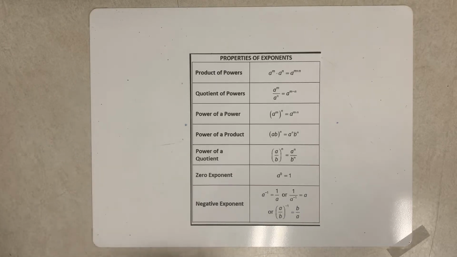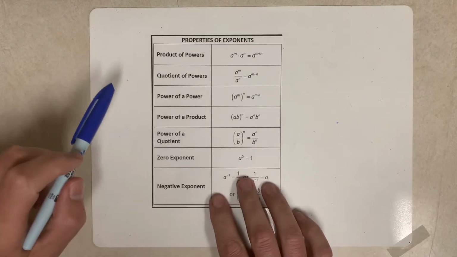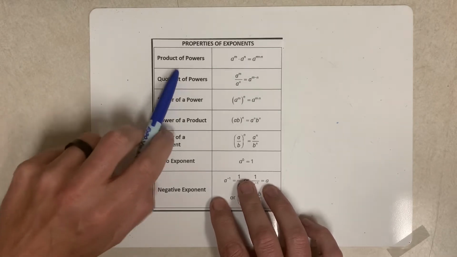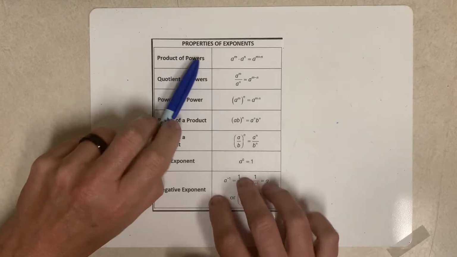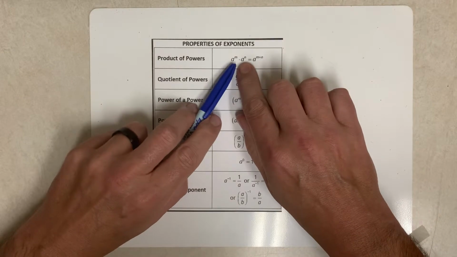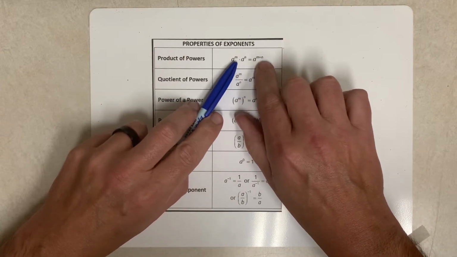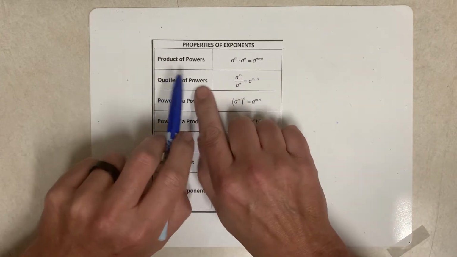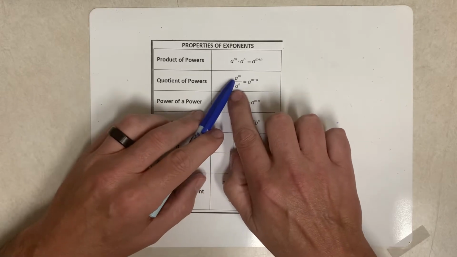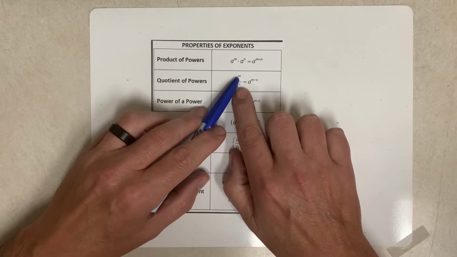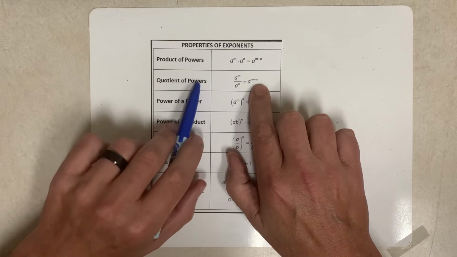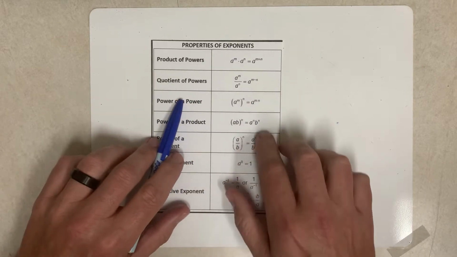So the first thing I'm going to show you, we have a little graphic organizer with a bunch of properties on it. First one's the product of powers. When you have two bases that are side by side and you multiply them, you add the exponents. Quotient of powers, when the two bases are being divided and it's the same base, you can subtract the exponents. I'll use that sometimes, and then sometimes I'm going to do something different.